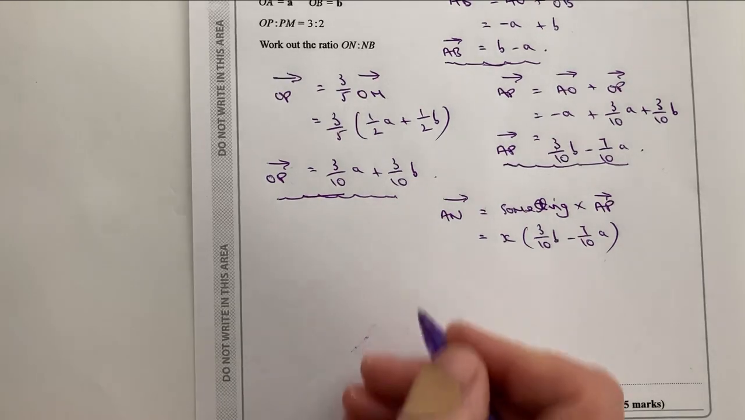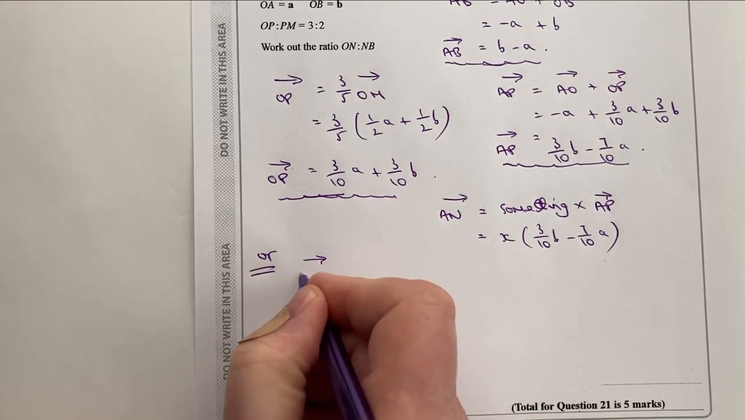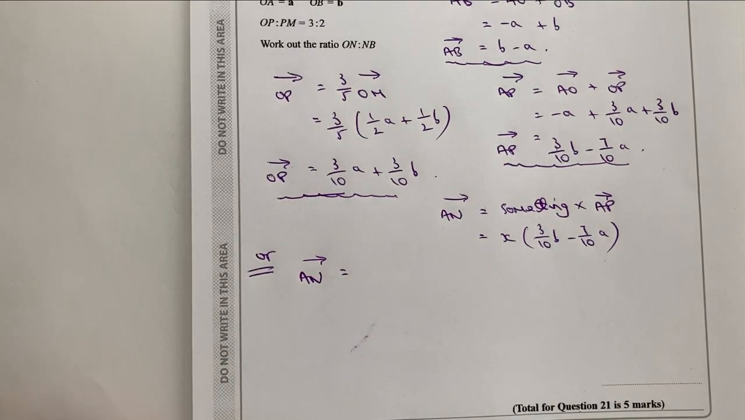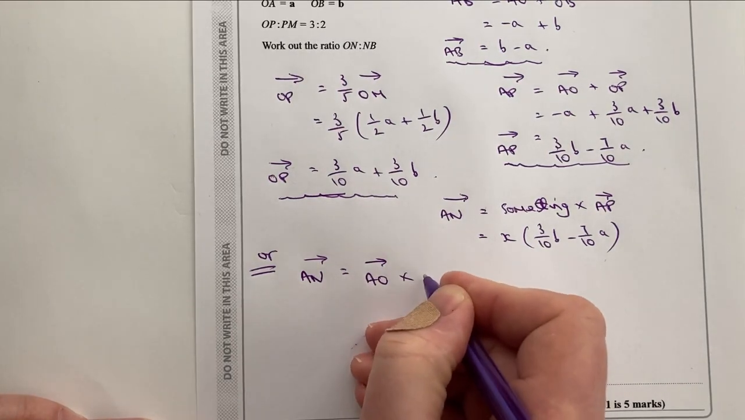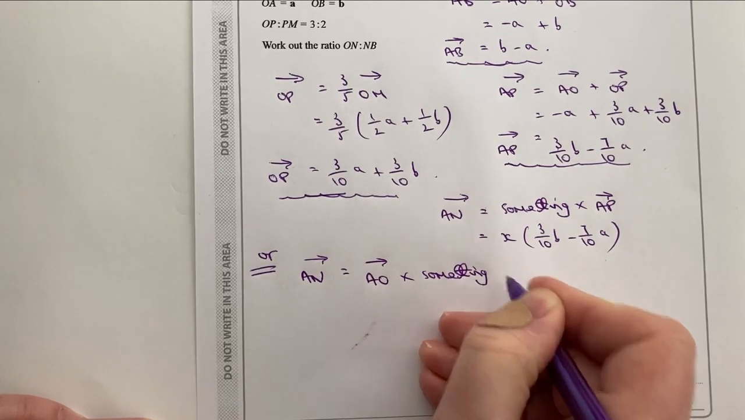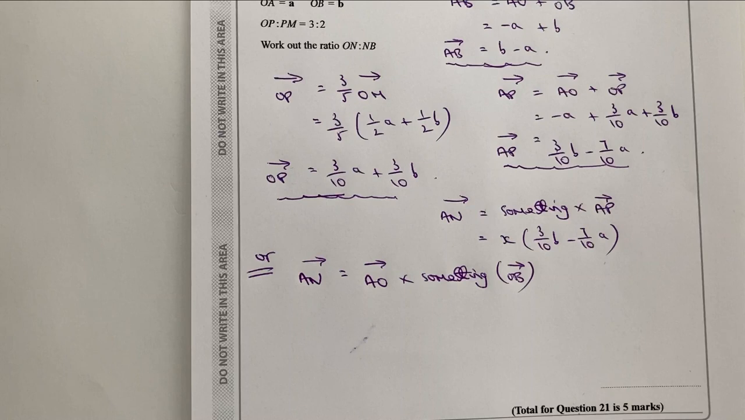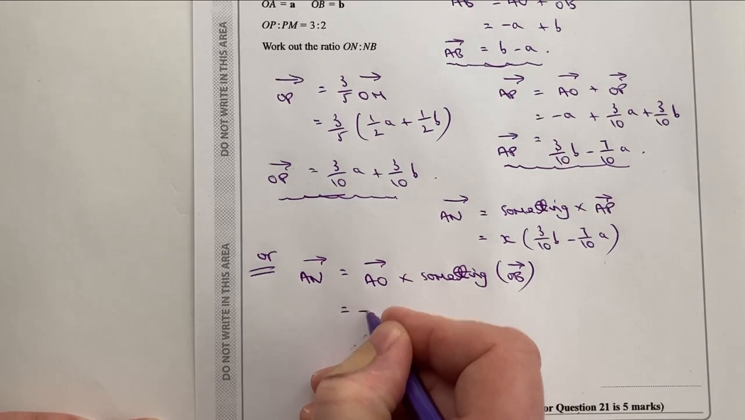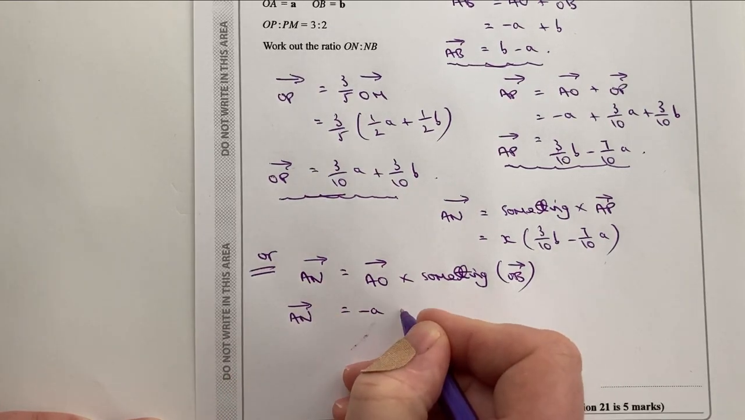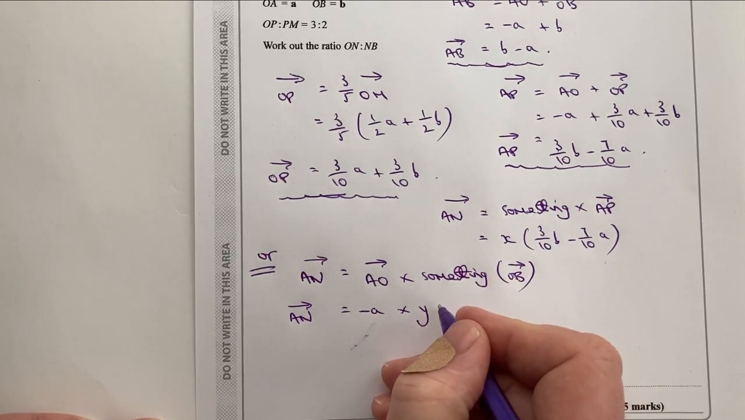So we can say vector AN equals vector AO plus something times vector OB, which we know is B. What we're going to end up doing is getting two values of AN that we can then compare for common coefficients, and try to work out the values of X. In this case I'm going to call the second one Y. So I'm going to write this now as vector AN equals minus A plus Y times B.